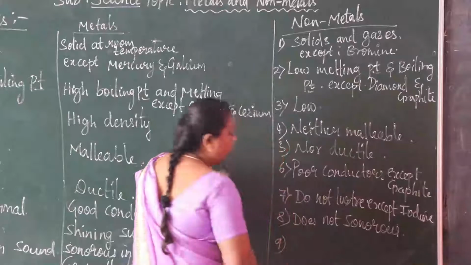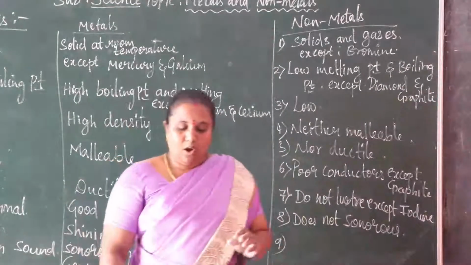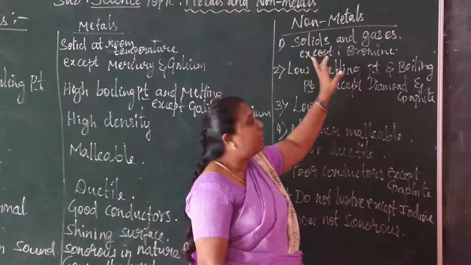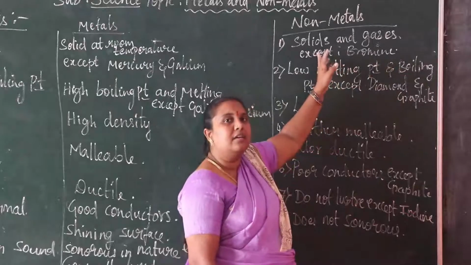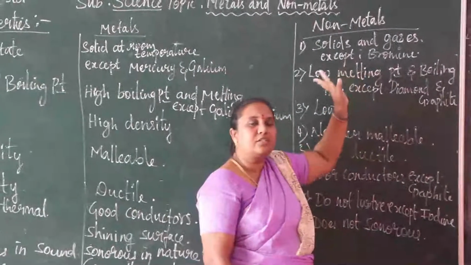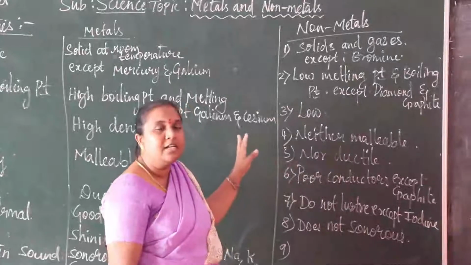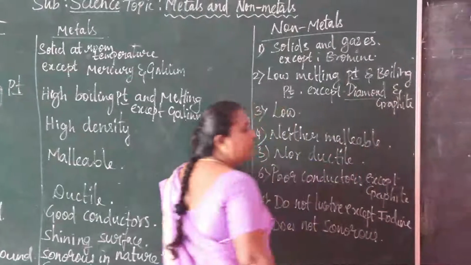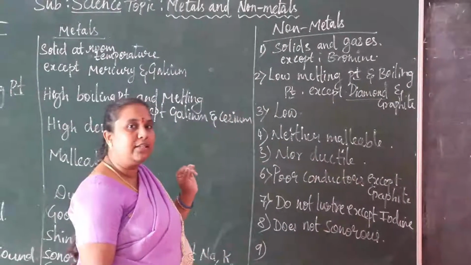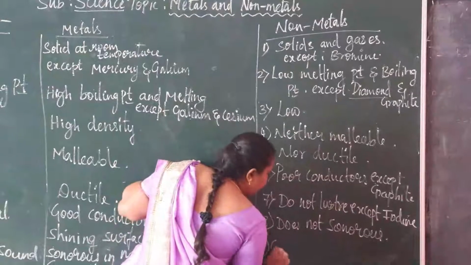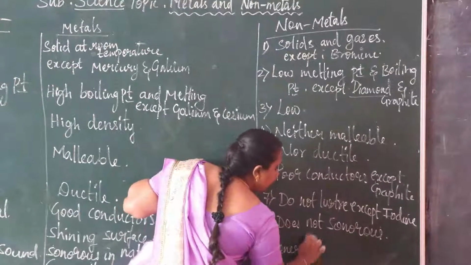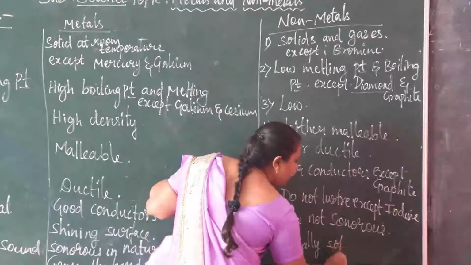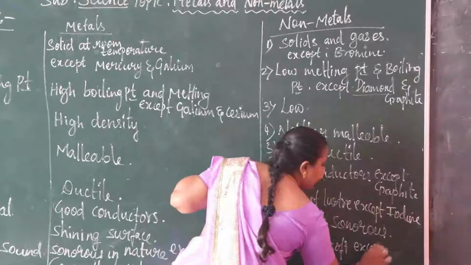And then the last one is hardness. Non-metals are solids and gases. Solid non-metals are also generally soft, except diamond. Diamond is one of the hardest non-metals. So generally non-metals are soft, except diamond.